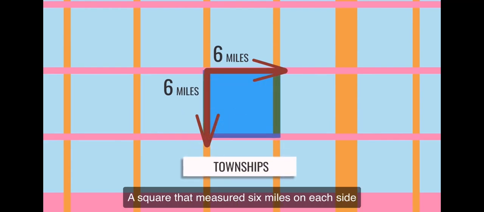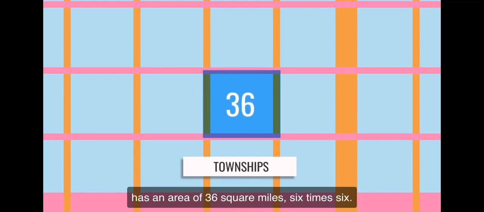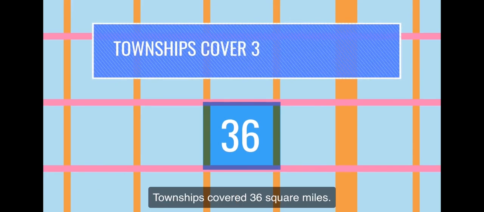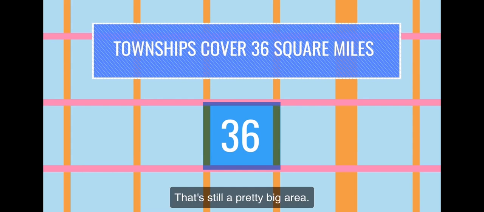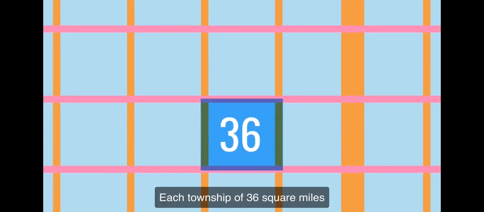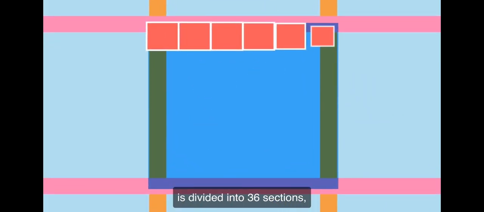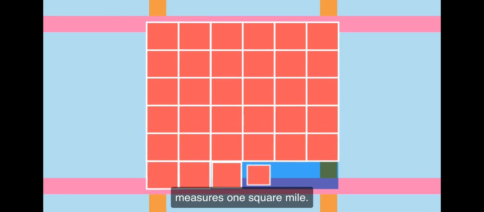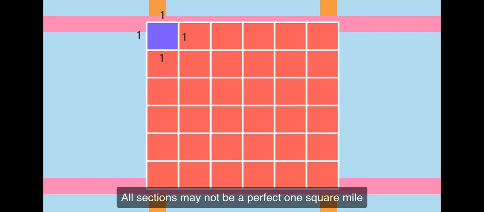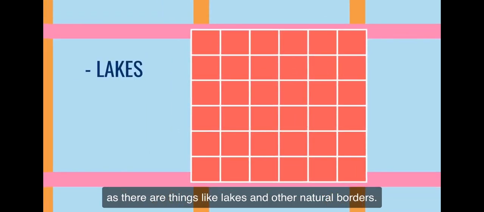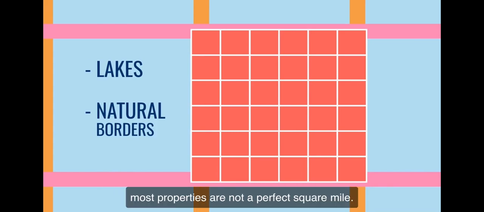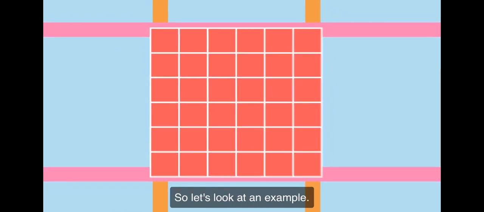A square that measures 6 miles on each side has an area of 36 square miles, 6 times 6. So each township covers 36 square miles. This is a very important point, so let me repeat it. Townships cover 36 square miles. That's still a pretty big area, so townships are broken down even further. Each township of 36 square miles is divided into 36 sections, meaning each section of the township measures 1 square mile. All sections may not be a perfect 1 square mile, as there are things like lakes and other natural borders. And of course, most properties are not a perfect square mile, so there are ways of identifying areas inside of each section. But it's easier to understand if you have a visual, so let's look at an example.